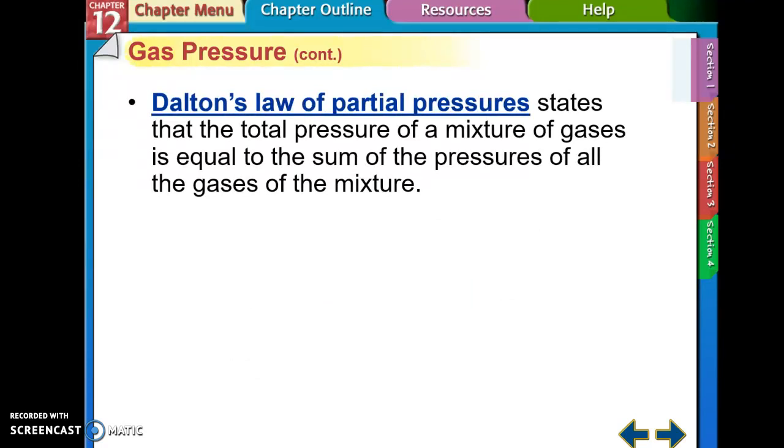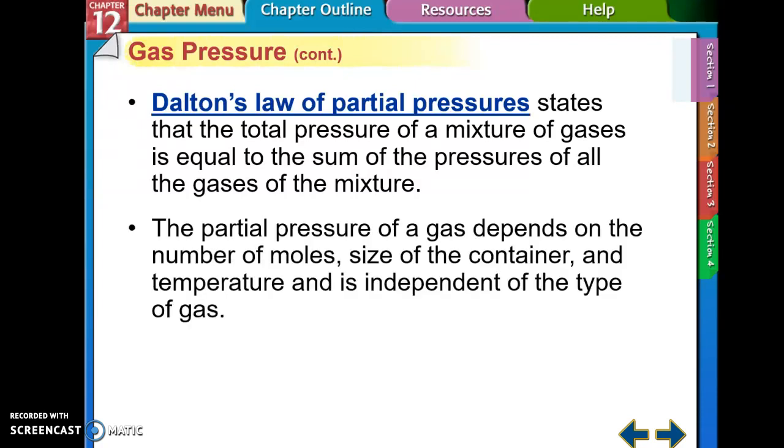So, where does all this come into play? Dalton's law of partial pressures, and this is going back to the pressure of different gases, says that the total pressure of a mixture of gases is equal to the sum of the pressures of all the gases that are mixed up. Basically, we look at the partial pressure, and we take into account the number of moles, the size, and the temperature. You don't really worry about what type of gas it is.